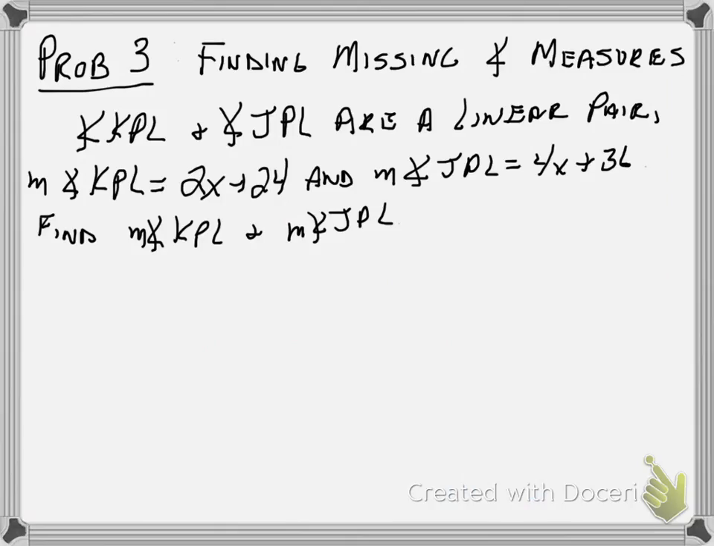Okay, problem 3, and as you'll notice we'll skip problems, so I went from problem 1 to problem 3. Just want to highlight the most important problems from each chapter. Problem 3 is about finding missing angle measures. Angle KPL and angle JPL are a linear pair. The measure of angle KPL is 2x plus 24, and the measure of angle JPL is 4x plus 36. Find the measure of angle KPL and angle JPL.